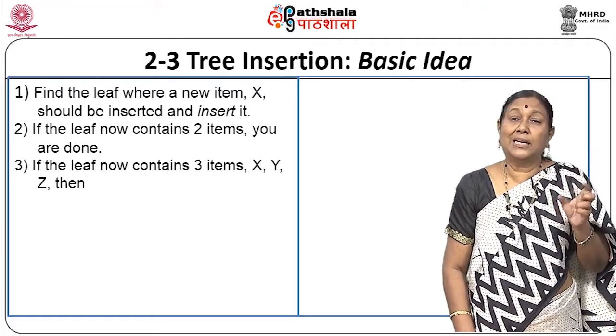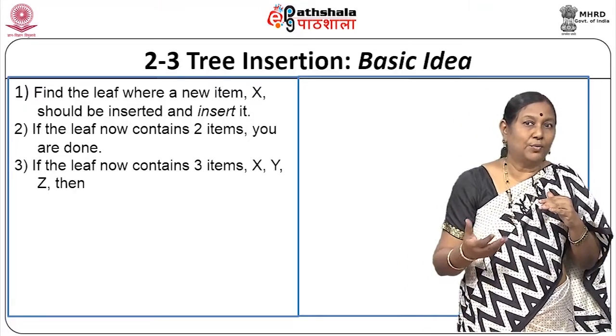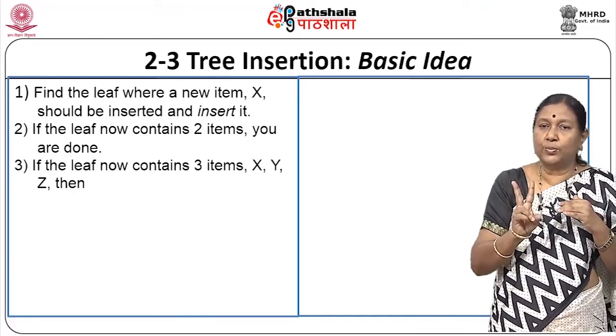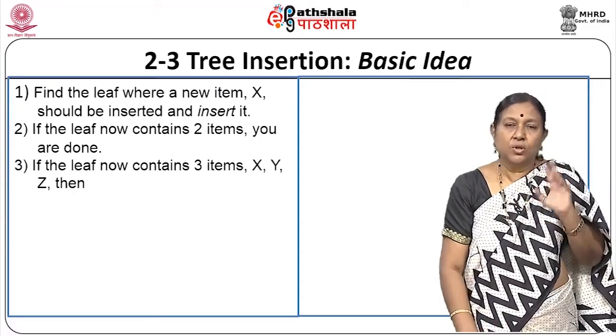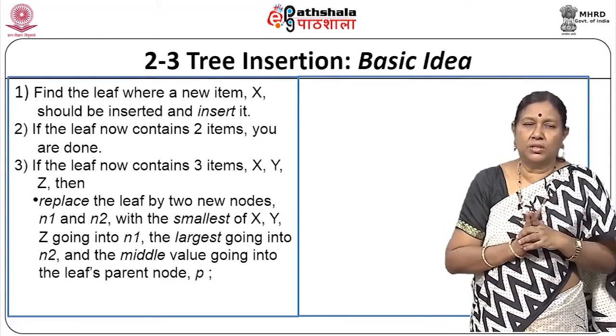If the leaf now contains 3 items, let us say x, y and z, then you are violating the 2-3 property, because each node can contain only 2 values and here you have got 3 values. So, you have to do some operations. Replace the leaf by 2 new nodes.